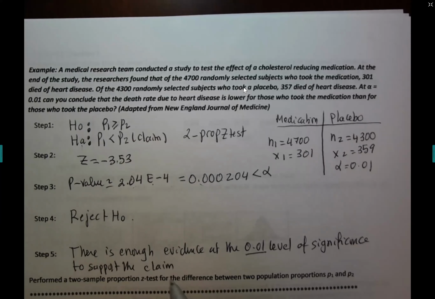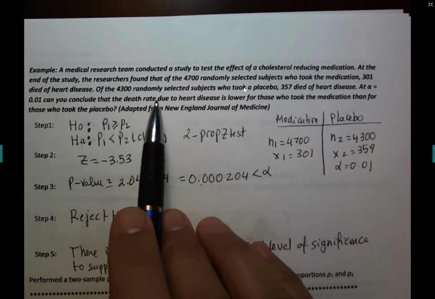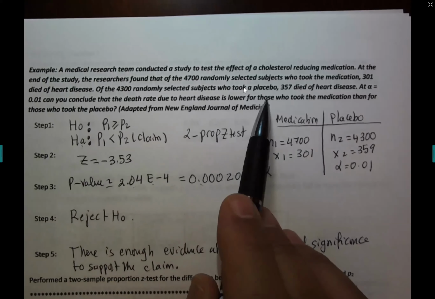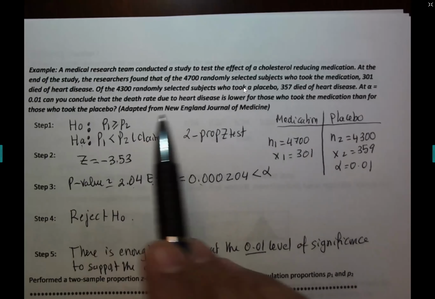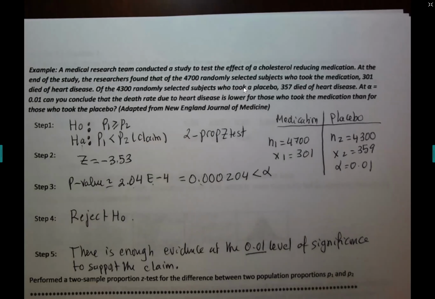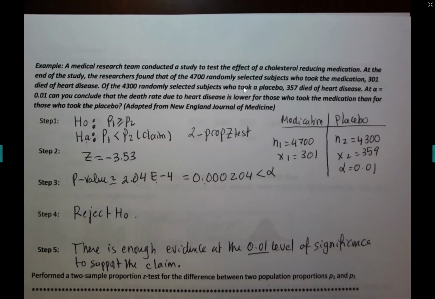or you can say conclude, to support the claim that the death rate due to heart disease is lower for those who took the medication than the ones who took placebo. You just copy it and paste it. That concludes section 8.4, guys.